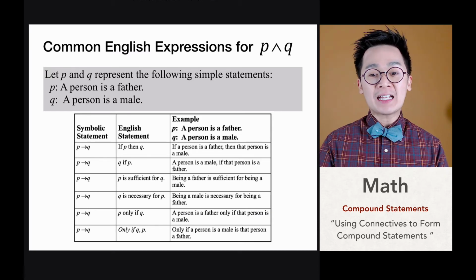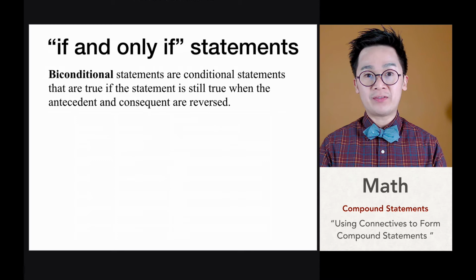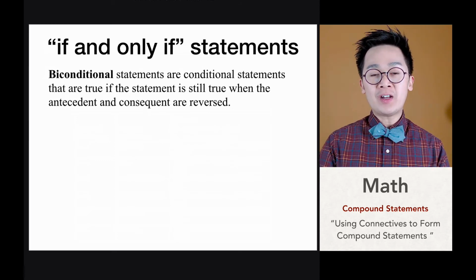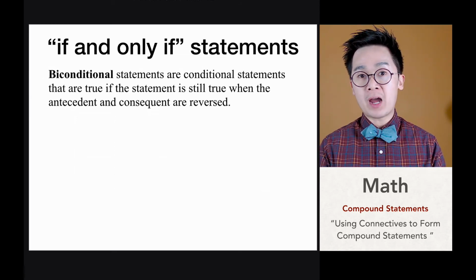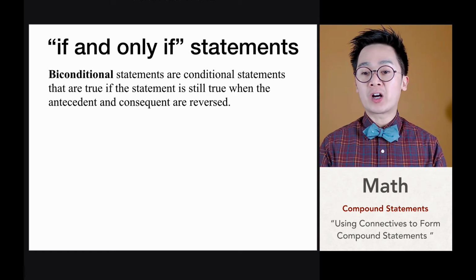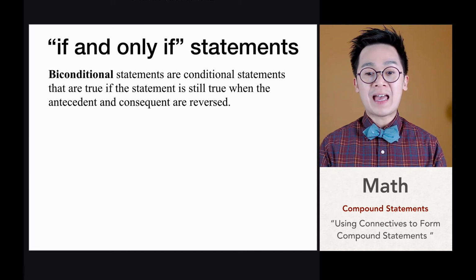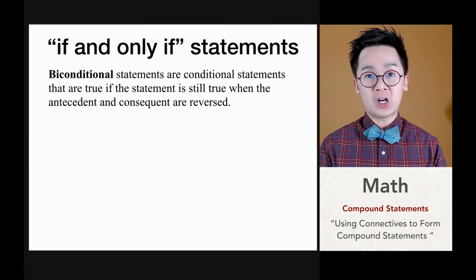And the next operation that we're going to be using is the if and only if statement. This if and only if statement is an example of a biconditional statement, wherein biconditional statements are conditional statements that are true if the statement is still true when the antecedent and the consequent are reversed.